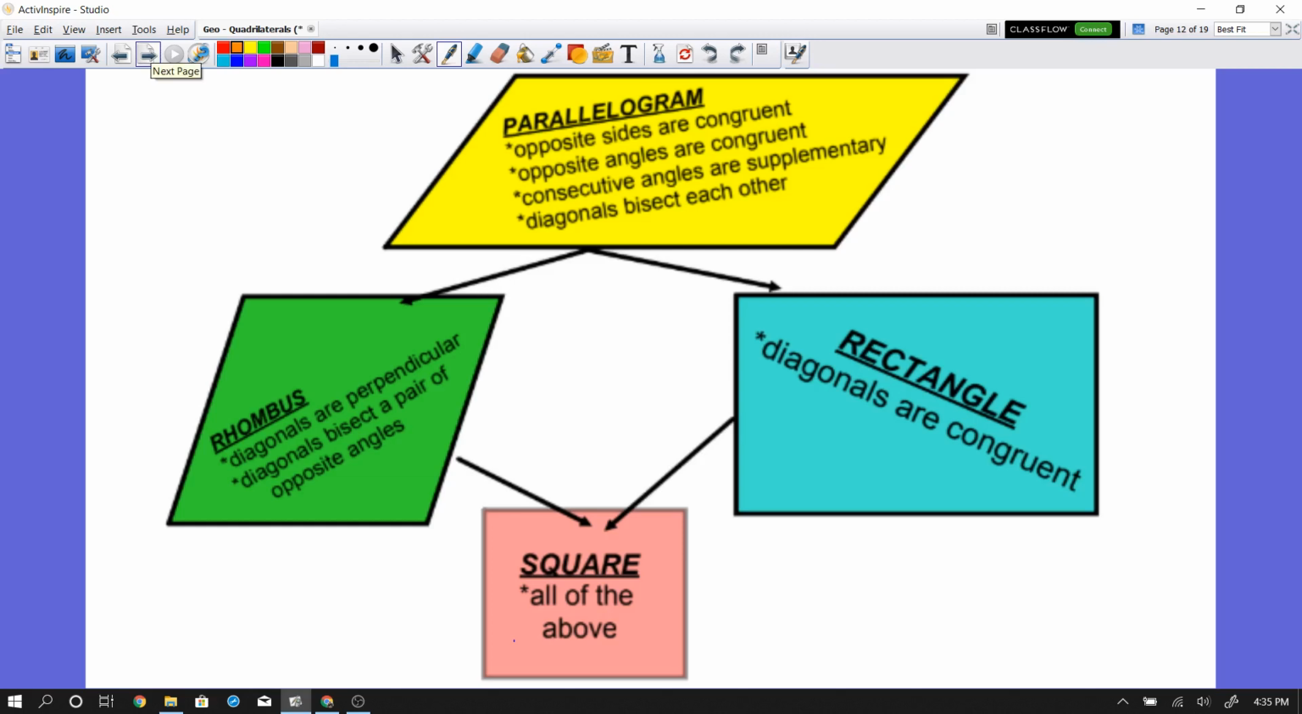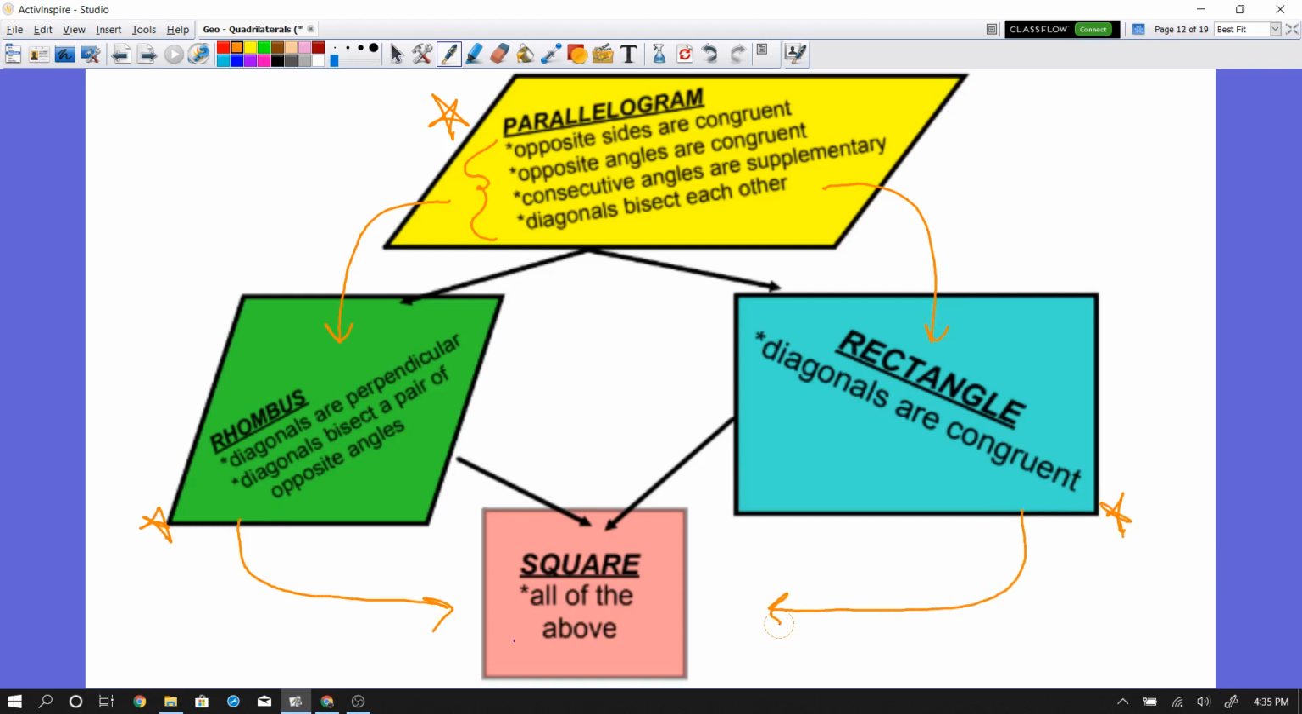And this is the diagram you have got to know. So this is where it all starts from the parallelogram. Know the big four from the parallelogram, and then know what's different if you move to a rhombus. Know what's different if you move to a rectangle. Then, once you know what's different from a rhombus, make it into a square. Then once you know what's different from a rectangle, make it into a square.